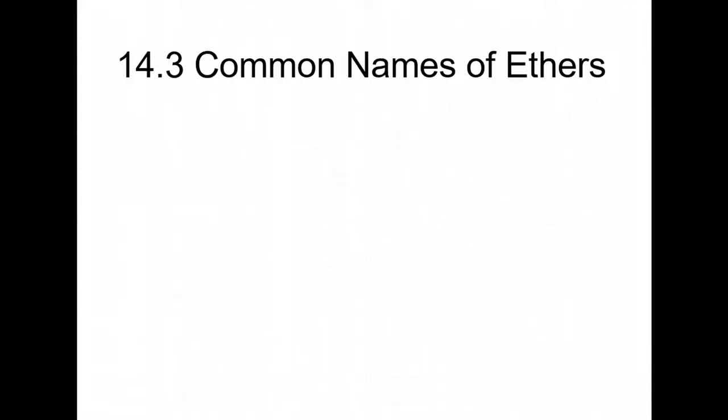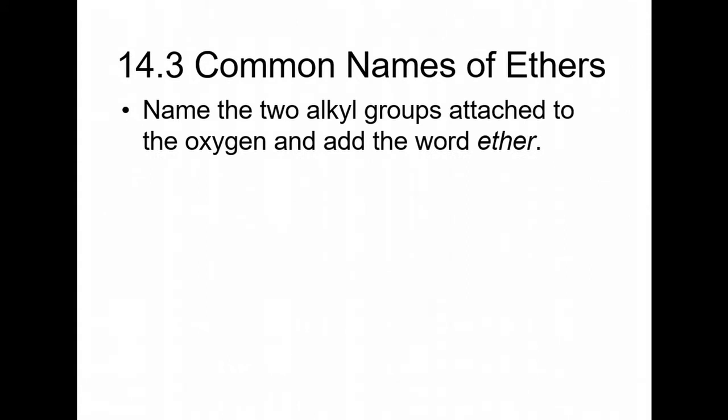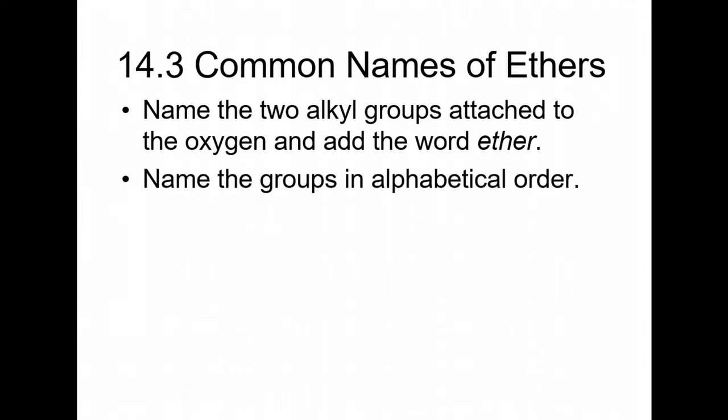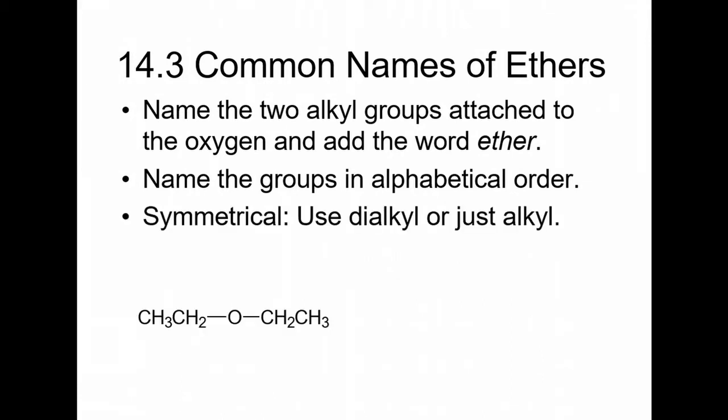As far as naming, the common names for ethers are very straightforward. What you basically do is you name the two alkyl groups attached to the oxygen and add the word ether. And then you name the groups alphabetically. So let's just look at an example. Notice on either side here I have an ethyl group, and I have another ethyl group on this side. So I have two of the same groups, a symmetrical ether. So this would be called diethyl ether. Very straightforward.